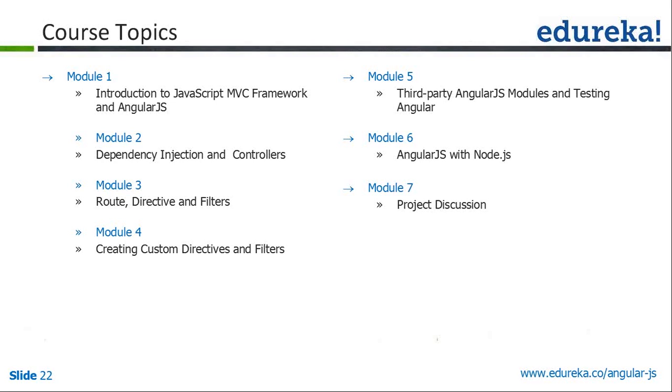Then the sixth module will be how to build an AngularJS application with Node.js. Because this is really hot in the market. How to build a MEAN stack application. Like you can build an application with only JavaScript. Because Node.js also is developed in JavaScript, which is running on Google's V8 engine. So we will be building an end-to-end application. From the client to server, we will be building with only JavaScript. So we will be covering that in our module 6.